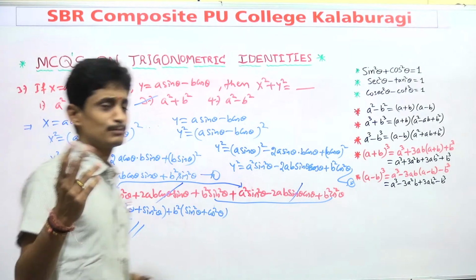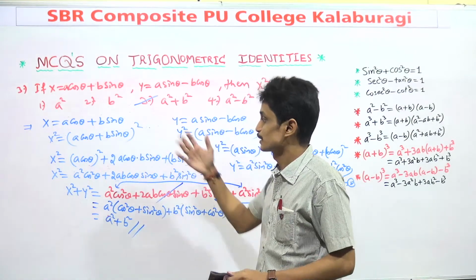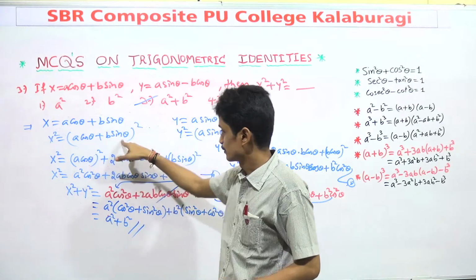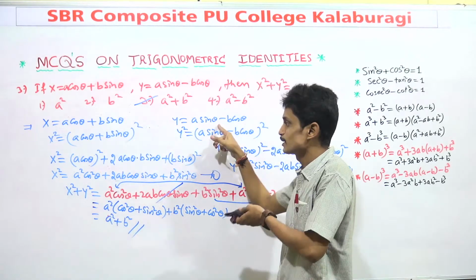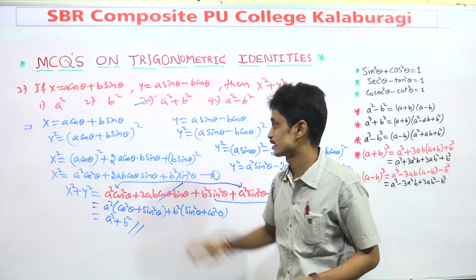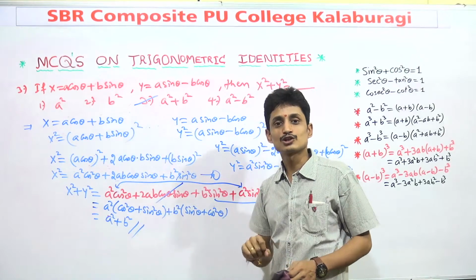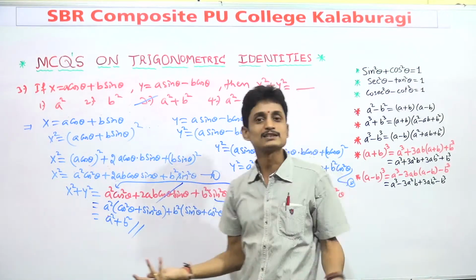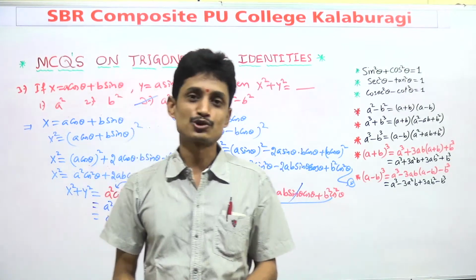But in exam time, don't go stepwise. You have to skip some steps. In your mind, you should calculate like this: a square cos square theta, you have to add a square sin square theta, remains a square. B square sin square theta, we have to add b square cos square theta, just remains b square. Plus 2ab minus 2ab gets cancelled. Like this, you have to think. Within 15 seconds, you will approach your answer.